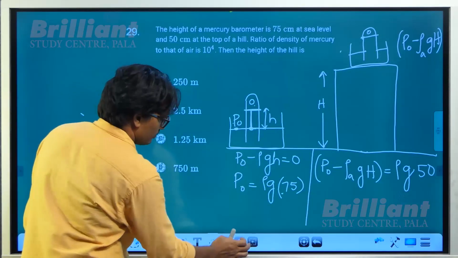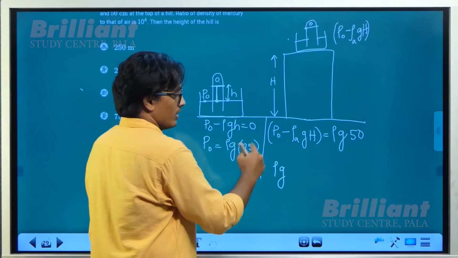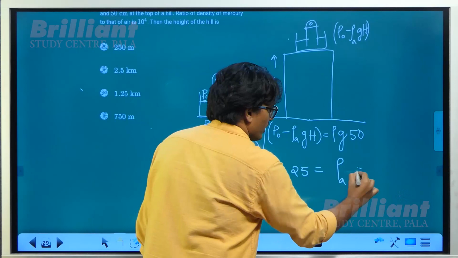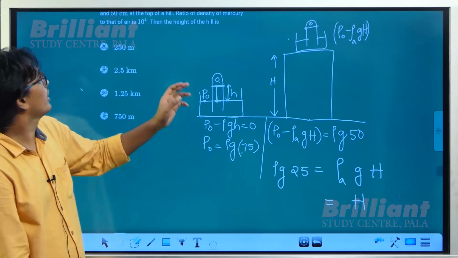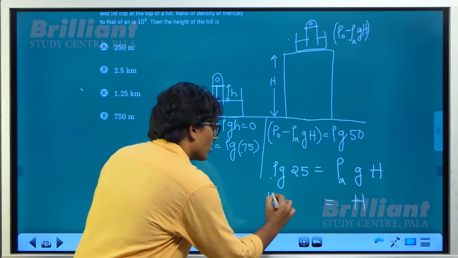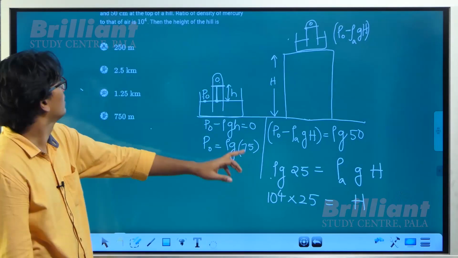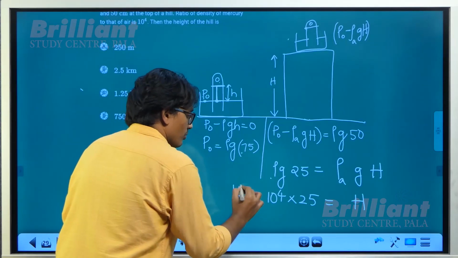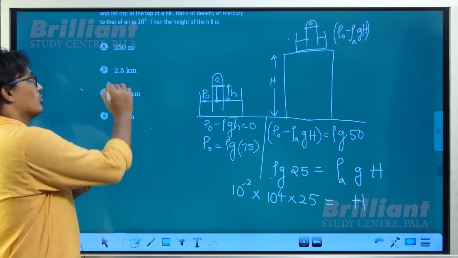Now if we solve these two, P naught is this, substitute in this. So we have rho G, okay, 75 minus 50 is 25, is equal to rho of air into G into height of the hill. So you get height of the hill as, the given ratio of density of mercury to air is 10 power 4. So rho by rho A is 10 power 4, okay, into 25. Sorry, 25 is in centimeters. So it's 10 power minus 2. So you'll be having 2.5 kilometers. Okay.